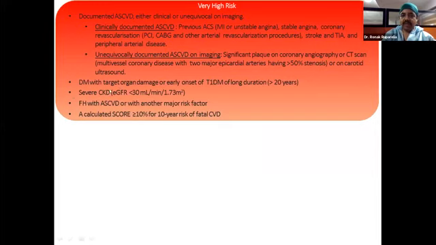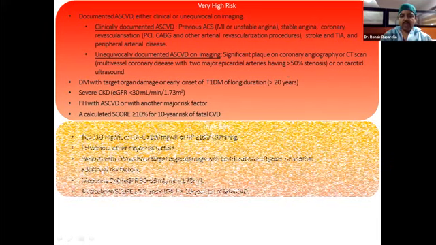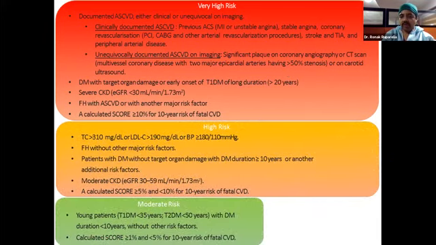Severe CKD, meaning eGFR of less than 30, is a very high risk group. Familial hypercholesterolemia with atherosclerotic cardiovascular disease or another major risk factor of any of the above is considered a very high risk group. And the calculated score that we discussed in the last slide, of more than 10% for 10-year risk, is also considered a very high risk group. And then there are the high risk group, moderate risk group, and low risk group.